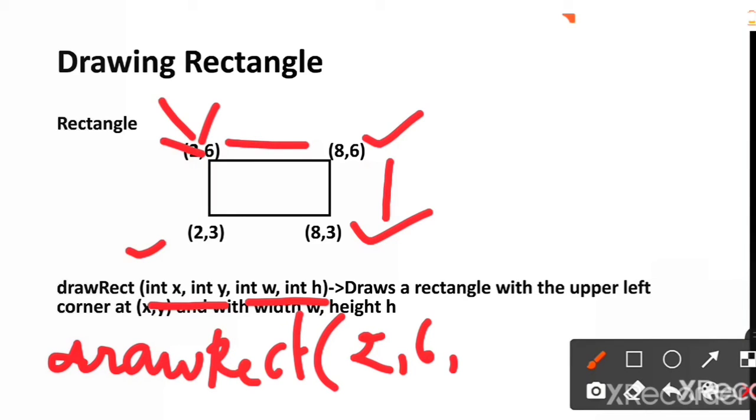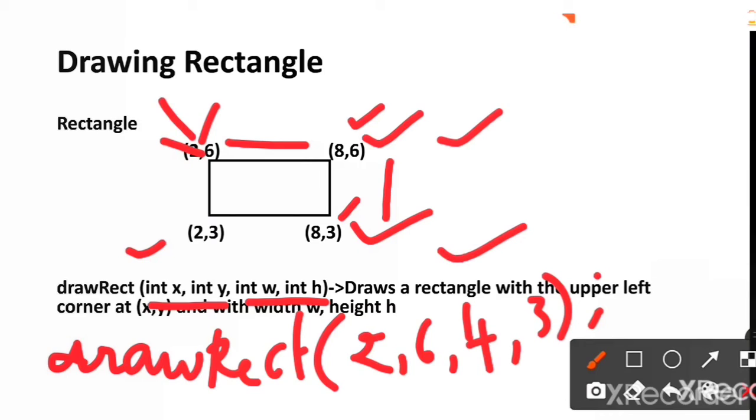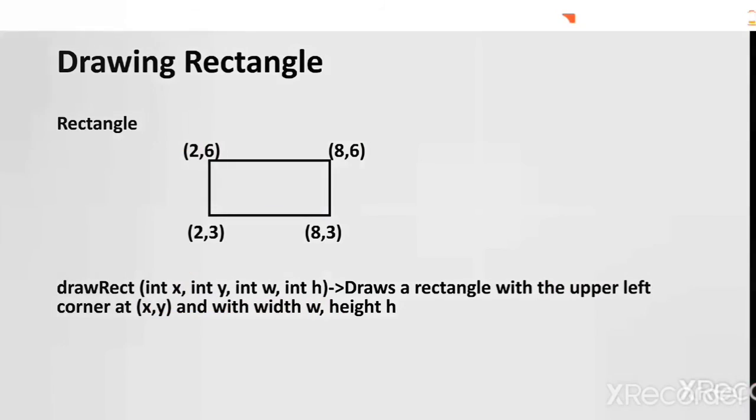So what is the width? It is 8 minus 2, which is 4. So the width is 4, and the height, that is 6 minus 3, is 3. Once you specify this, the drawRect method will automatically calculate the other points that are required for drawing this closed shape. This is how the drawRect method works in Java.